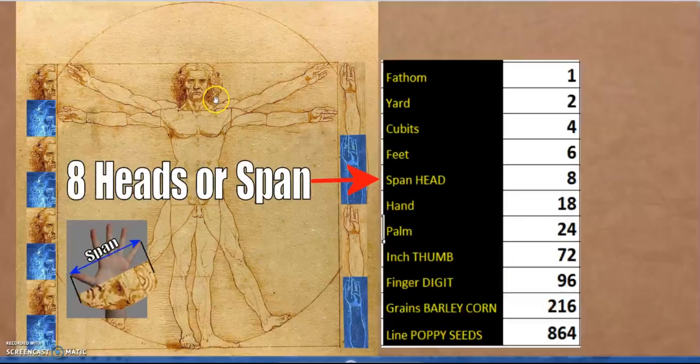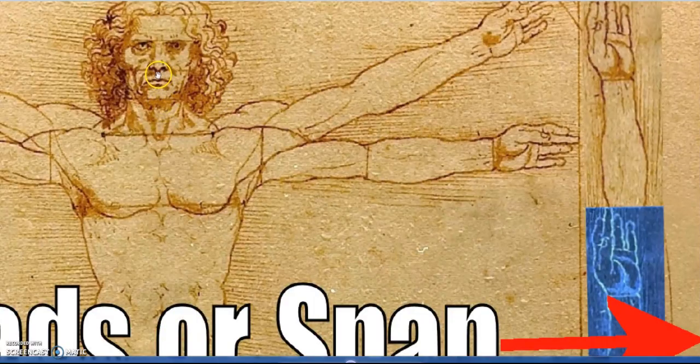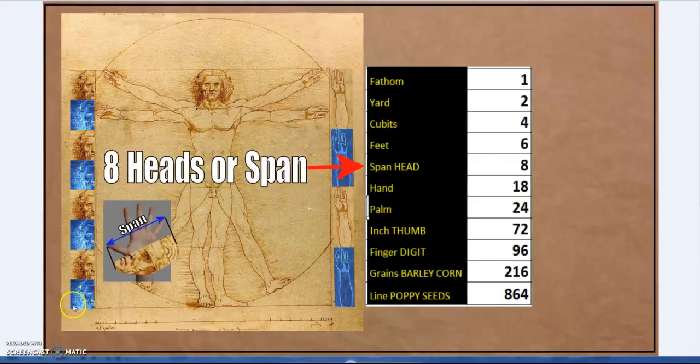So from your chin to the top of your hairline, that's 1/8 of your height, or 1/8 of your width. Now that's known as the span.